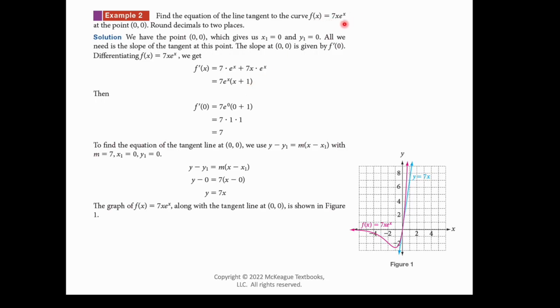Just like the previous example, we have a product of two factors here. We have 7x times e to the x.